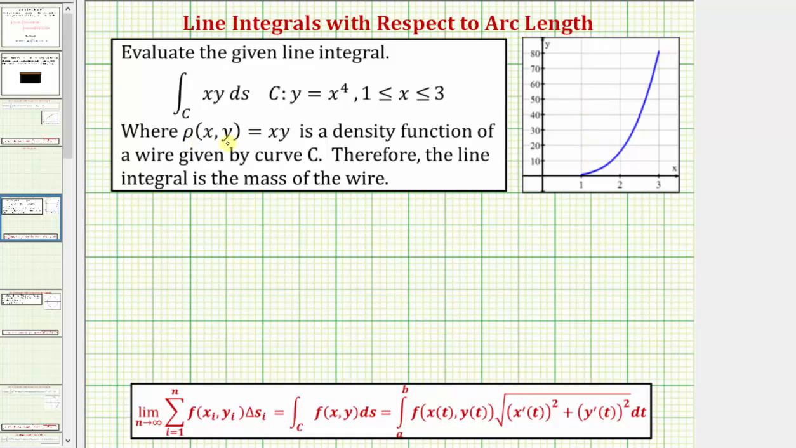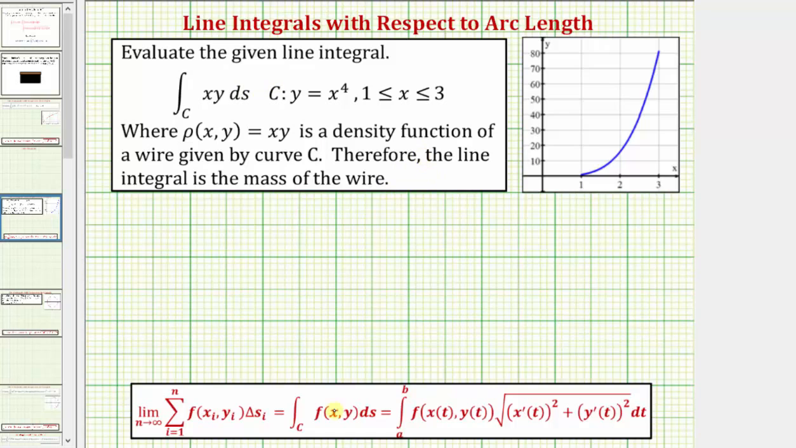We're also told that rho of x comma y equals xy is a density function of a wire given by curve C. So notice how the density function is the integrand function, and therefore the line integral is going to give us the mass of the wire. And this is the second interpretation of the meaning of a line integral. In our first example, we looked at how we can interpret the line integral as area bounded by a curve and a surface given by the integrand function.